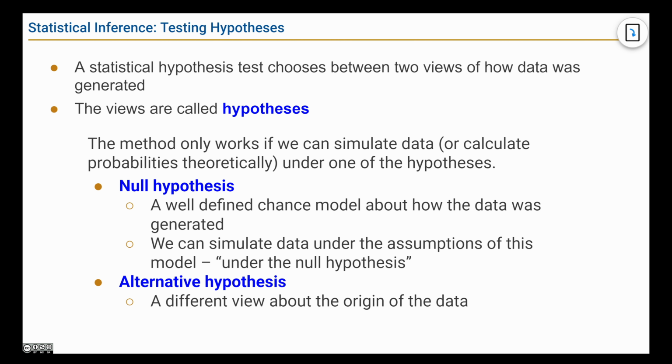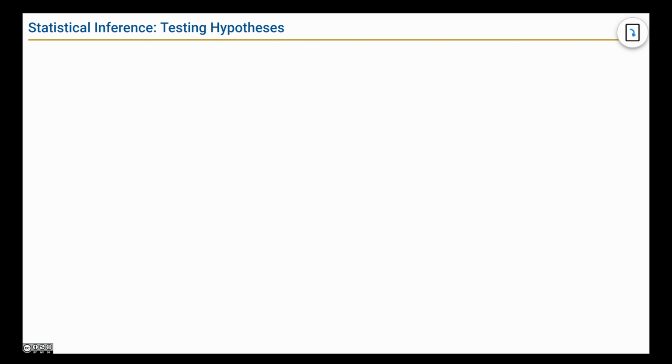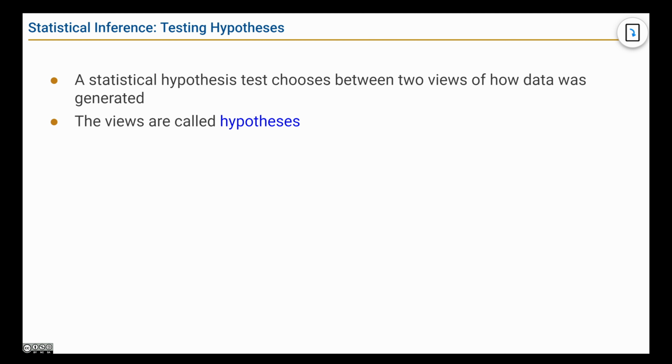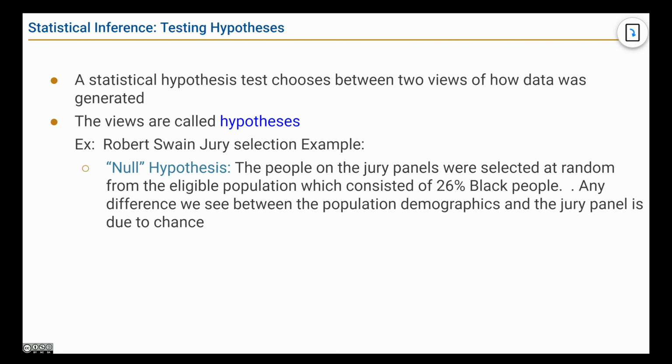The alternative hypothesis is a different view about the origin of the data. So let's make this more concrete. In the example of the Robert Swain jury selection, here is a possible null hypothesis we could start with. The people on the jury panels were selected at random from the eligible population, which consisted of 26% Black people. Any difference we see between the population demographics and the jury panel is just due to chance, because we were randomly selecting a subset of people.